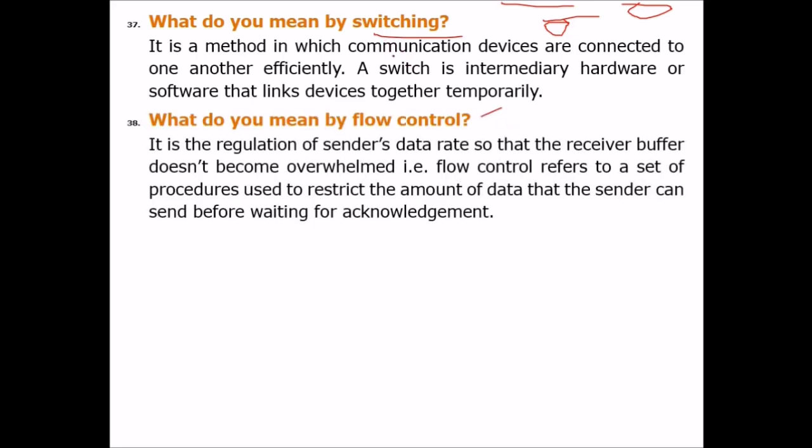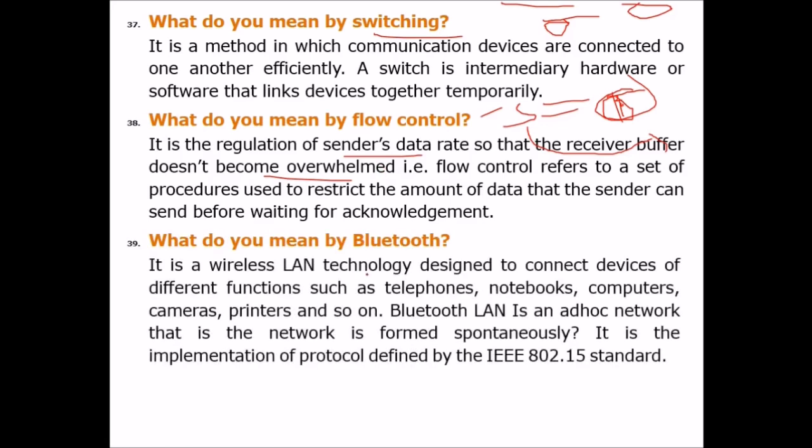What do you mean by flow control? It is the regulation of sender's data rate so that receiver buffer doesn't become overwhelmed. If you have a sender and a receiver, and you send too much, and the receiver's capability of accessing or retrieving is not that much, then the sender will overwhelm the receiver by sending this data. So flow control refers to the set of procedures used to restrict the amount of data that the sender can send before waiting for the acknowledgement. This is flow control.